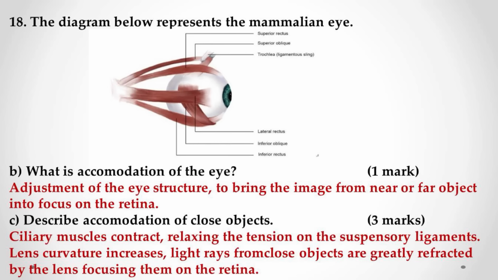The C part, describe accommodation of close objects. With the accommodation of close objects, the ciliary muscles contract, relaxing the tension of the suspensory ligaments, and lens curvature increases. Light rays from close objects are greatly refracted by the lens, focusing them on the retina.